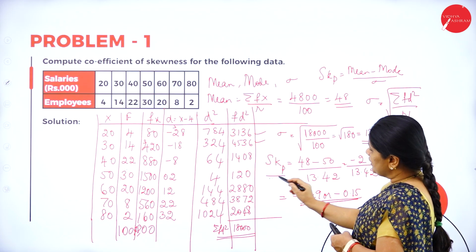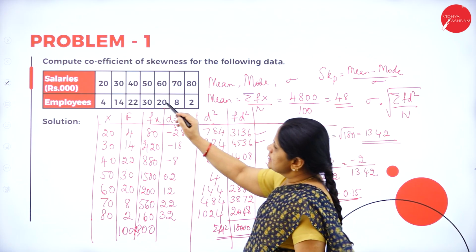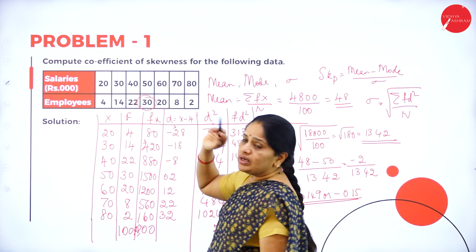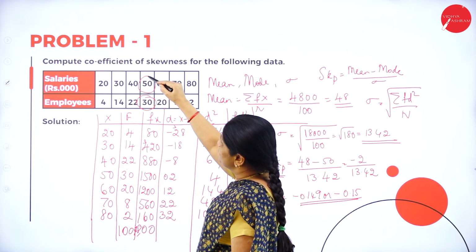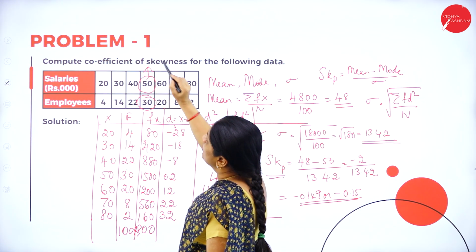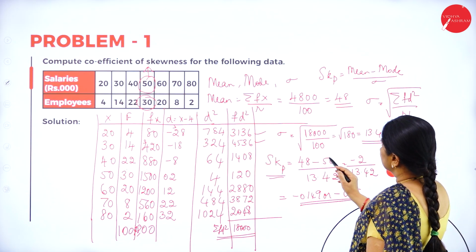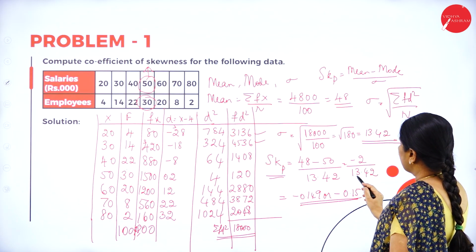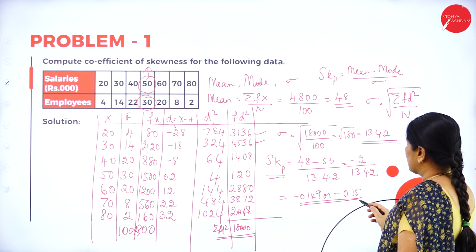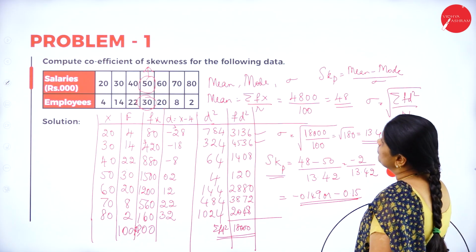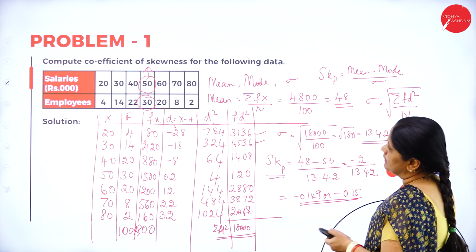Now if I have to find the skewness, how do you calculate the mode? Mode is the value with the highest frequency. So the value with the highest frequency is 50. So this becomes the mode of the frequency table. So 48 minus 50 is minus 2, divided by 13.42. I get minus 0.149 or minus 0.15. So this you have to calculate in this manner.